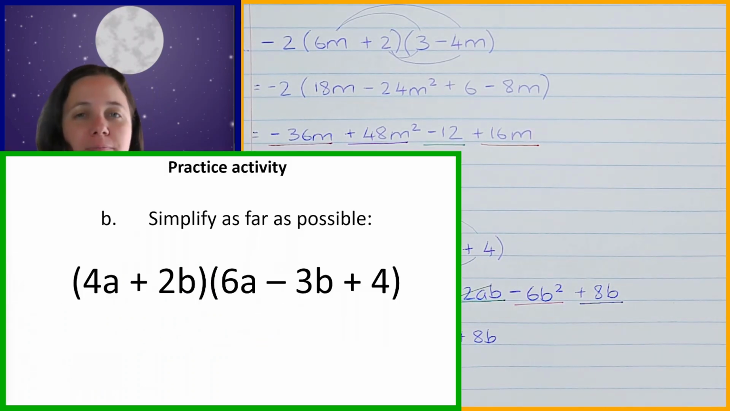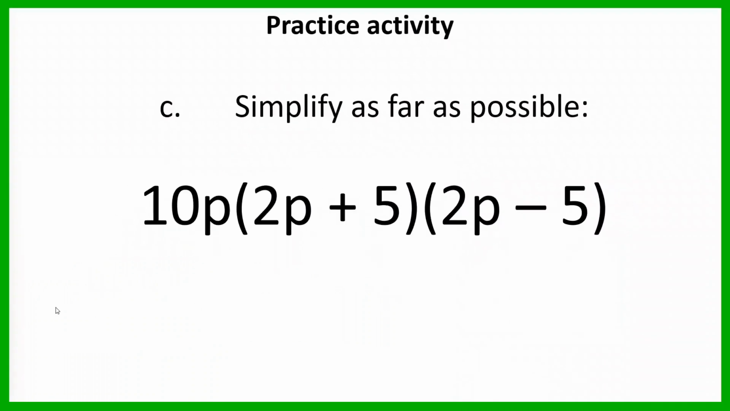Right, let's go to question C. Here we've got 10p times 2p plus 5 times 2p minus 5. Let's give you 1 minute for this question as well.